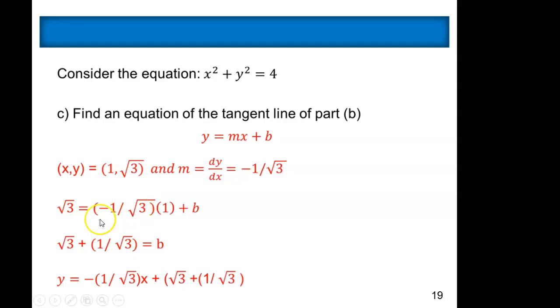I'll move this term over. So I'll have the square root of 3. It will become a positive when it moves over. I'll have plus 1 divided by the square root of 3 as my b. And so then I'll just write that into the y equals mx plus b. Substitute this in for the m. Substitute this in for the b. And I'll have my equation of the tangent line.